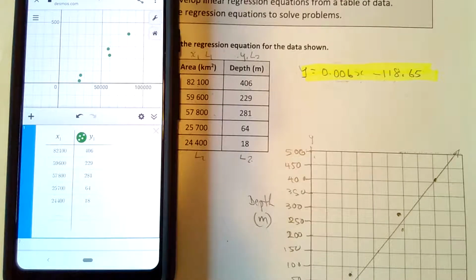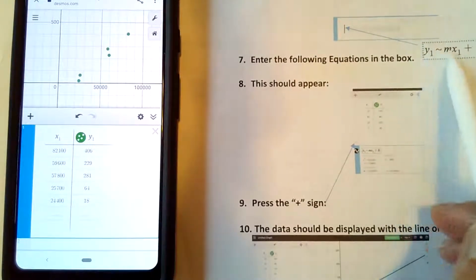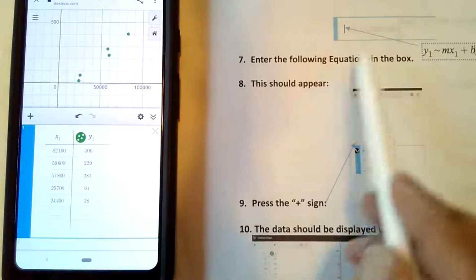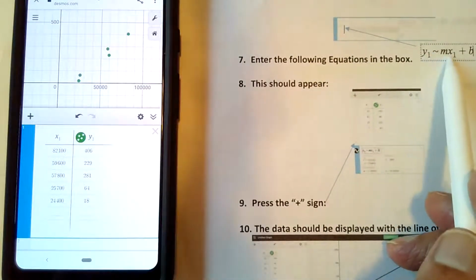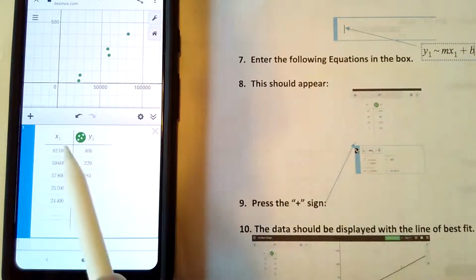Now we need a line of best fit and our linear regression equation. And this is where, now once we've done that, we need to input into line 2 y tilde mx1. Be careful with this one here. It has to be x1 and y1.